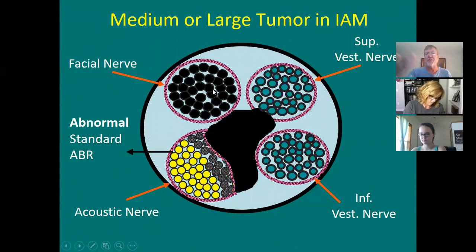Now here's a picture of a large tumor in the IAM, internal auditory meatus. Through that tunnel, you're going to have the 7th facial nerve, you're going to have the vestibular portion of the 8th nerve, another vestibular portion of the 8th nerve, and here's the auditory portion of the 8th nerve. Okay? And the tumor is this. And the tumor is now squeezing on that 8th nerve.